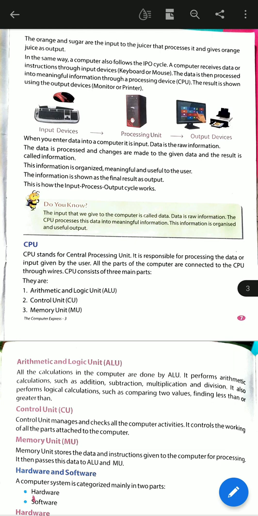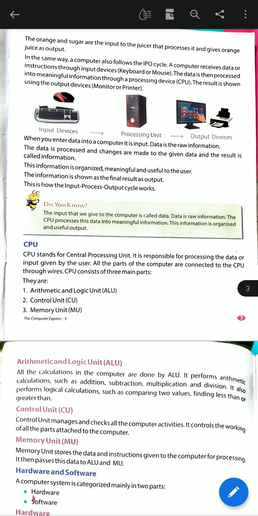Now we are continuing our chapter Basics of Computer. So the next topic is CPU. CPU stands for Central Processing Unit. The full form of CPU is Central Processing Unit. It is responsible for processing the data or input given by the user. All the parts of a computer are connected to the CPU through wires.